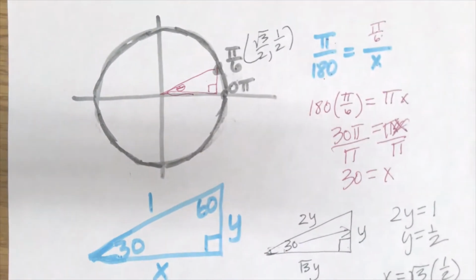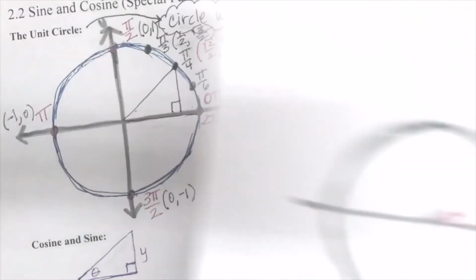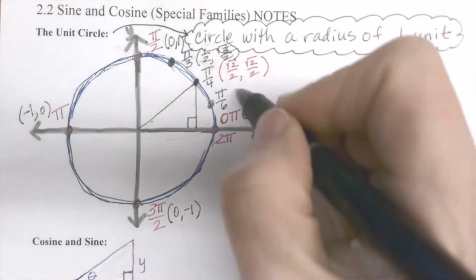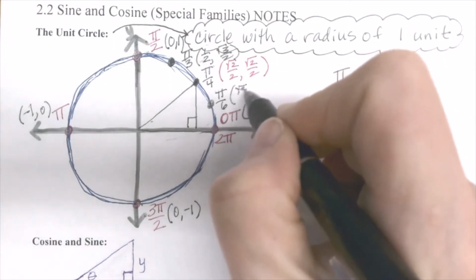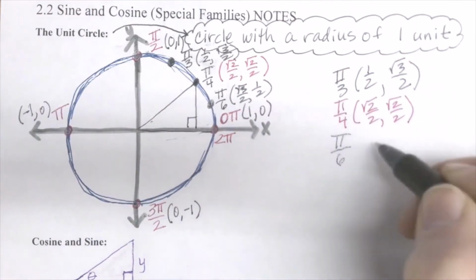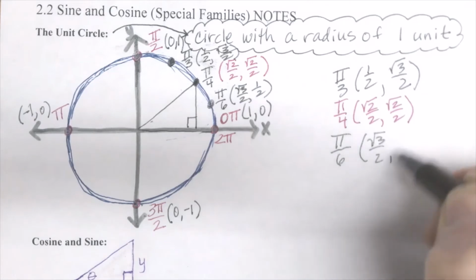Now I want to put that back onto my picture. Again, reviewing back in our geometry days, special right triangles. This was square root of 3 over 2, comma, 1/2. And pi over 6, I'm going to add that over here, square root of 3 over 2, comma, 1/2.